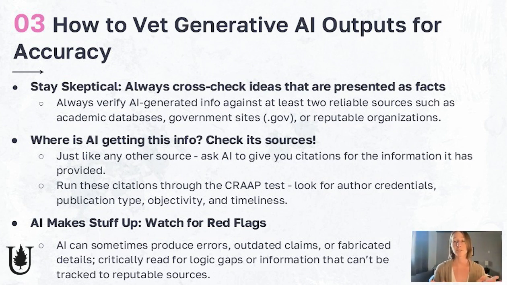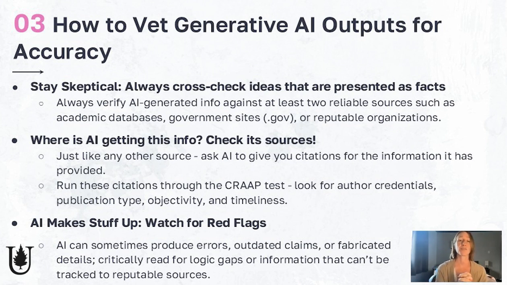First off, stay skeptical. With every kind of source that you're reading or information tool that you use, you want to be skeptical and you want to cross-check ideas that are presented as facts. Look at your AI output. You see that it states something. You want to go over to Google Scholar. You want to go to the Unity Library catalog, and you want to search and see if there are sources that support these ideas. You also can ask AI to give you sources for the information it's providing.